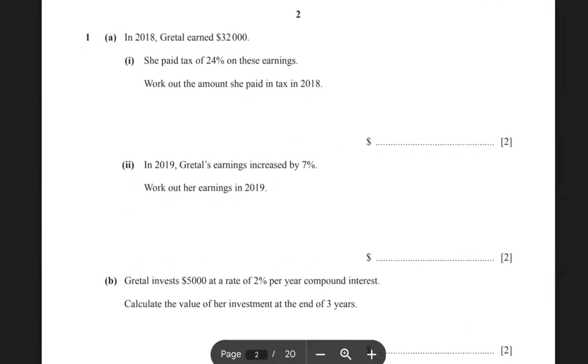Question 1A, percentages. In 2018, Gretel earned $32,000. She spent 24% of these earnings on tax. The tax amount is just 24% of this, so I'm just going to take 32000 times 24 over 100. If we do this without calculator, we divide by 100 first, then we take 320 times 24. Historically, percentages, compound interest, simple interest, they tend to come out in your calc paper, right? But here we just practice with a calculator.